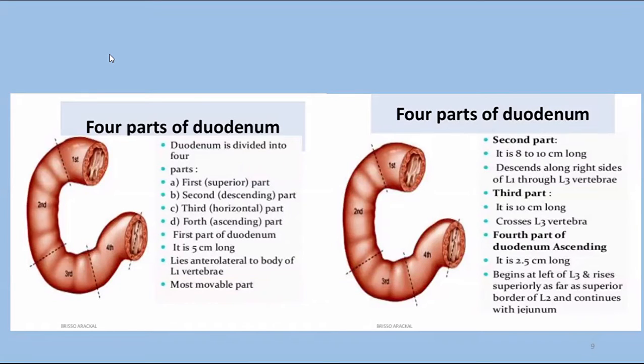That is the significance of the relations of the first part of the duodenum. Okay, guys? So, posteriorly, the gastroduodenal artery can bleed if it is pulled posteriorly.